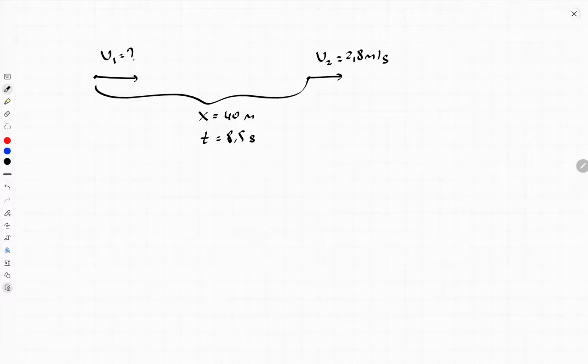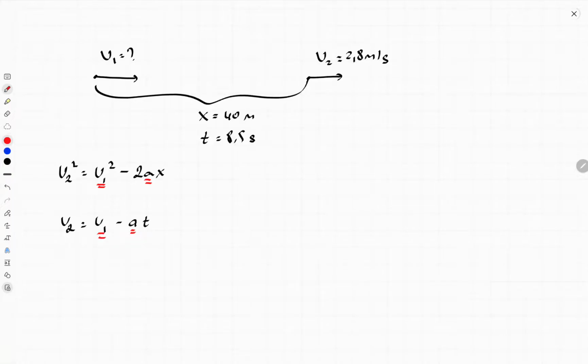Acceleration is also unknown. But we know that acceleration is constant, so we can write a few equations. So final velocity squared equals initial velocity squared minus 2ax. Let's try this one. In this equation we have two unknowns, basically initial velocity and the acceleration. Let's use the second equation. Final velocity equals initial velocity minus at. Here also again we have two unknowns, initial velocity and the acceleration.